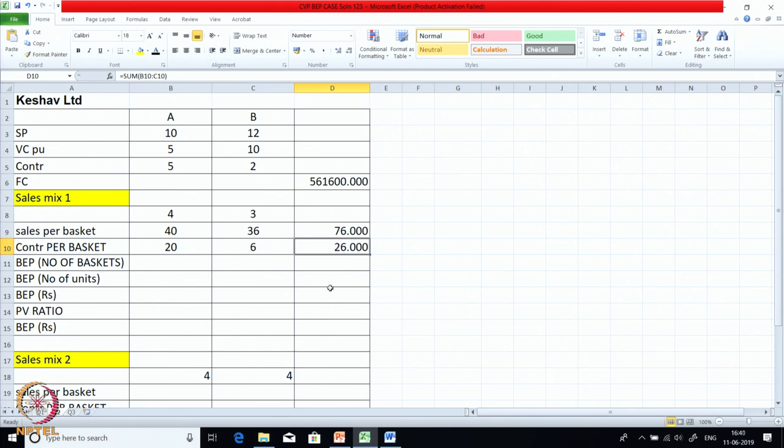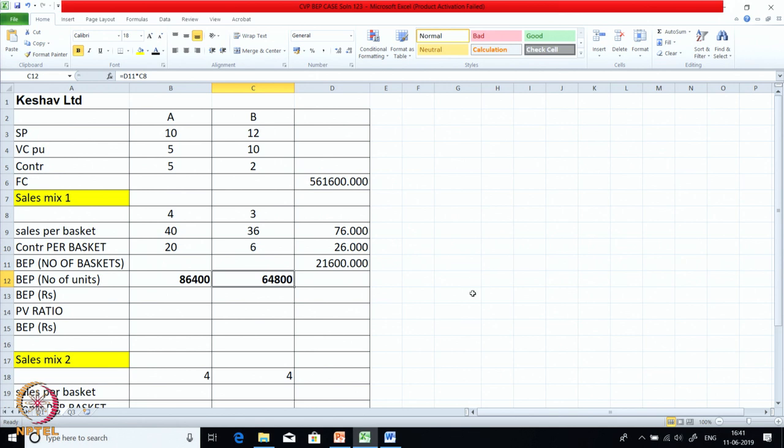Now, how will you compute BEP? First of all, we want to recover 561,600. So, FC upon contribution per unit. Only thing is, instead of taking one unit, it is being sold together as a mix, as a basket. So, 561,600 upon 26, BEP in terms of number of baskets comes to 21,600. If we go unit wise, 21,600 into 4, that is 86,400 of A's and 64,800 of B's.